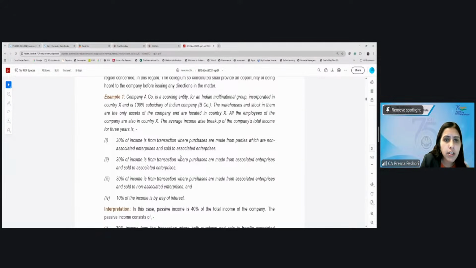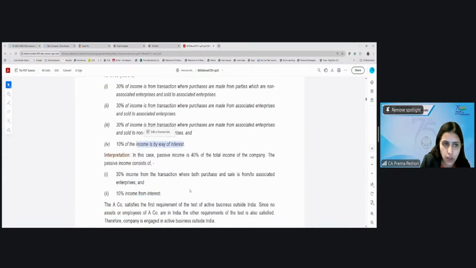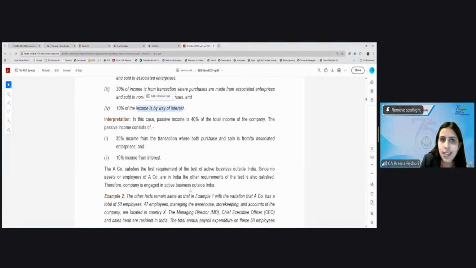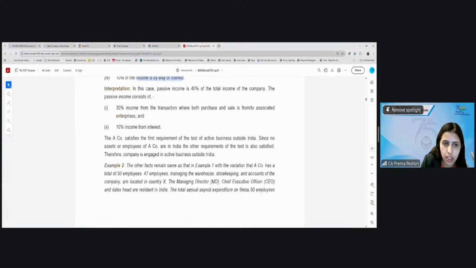So here we look at only these 30% of the income where the transactions are from AE and sold to AE, and the interest income. So 40% is my passive income. So the first test is satisfied: my passive income is less than 50% of total income. They do not have any assets in India. They do not have any employees in India. So the other three conditions are also satisfied. Therefore the ABOI test gets satisfied.